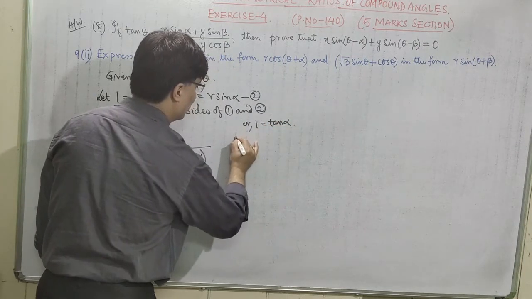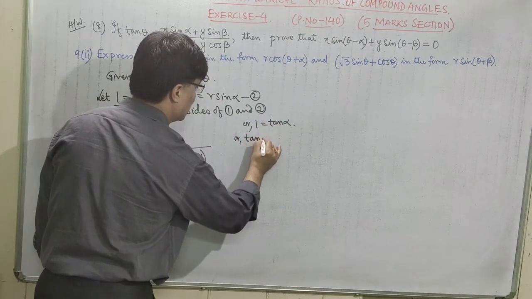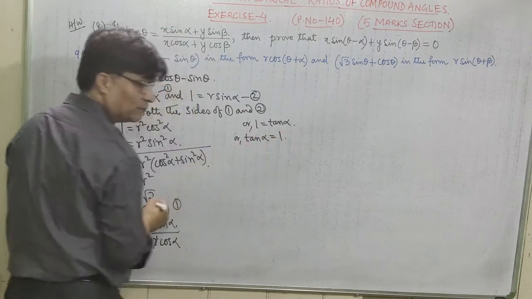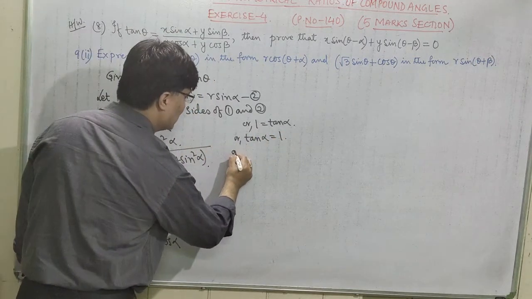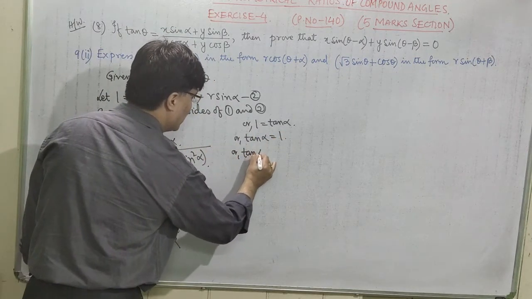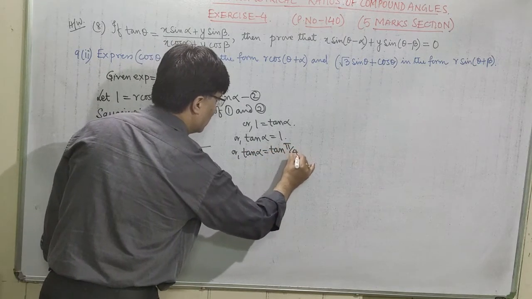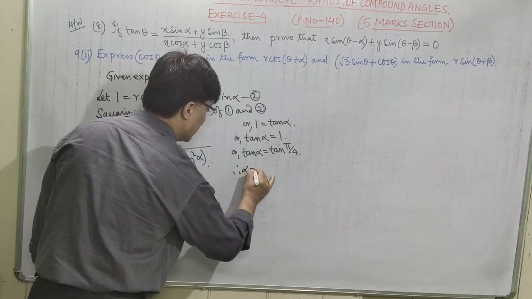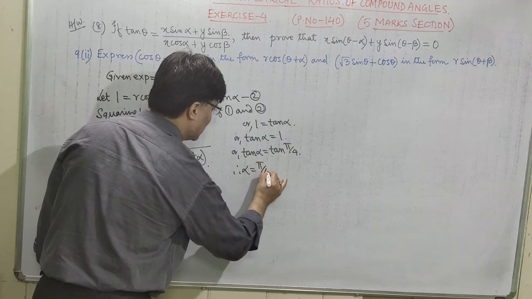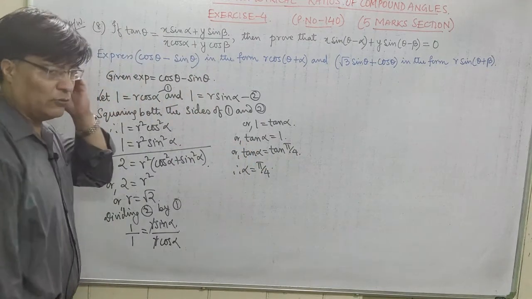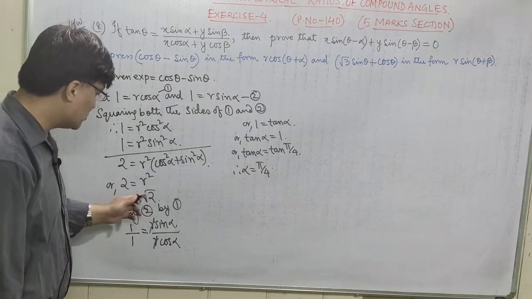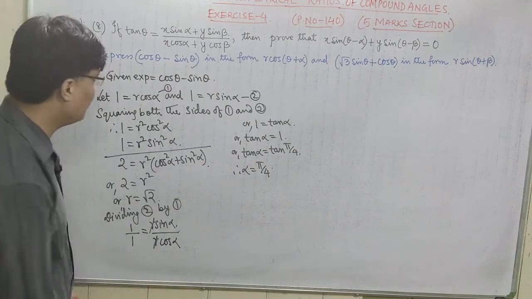Tan alpha is equal to 1, and tan of which angle is 1? Tan alpha is equal to tan pi by 4. So what is the value for alpha? Alpha is equal to pi by 4. So we have got r is equal to root 2 and alpha is equal to pi by 4.